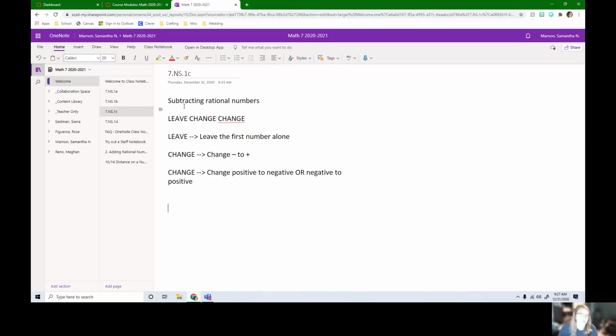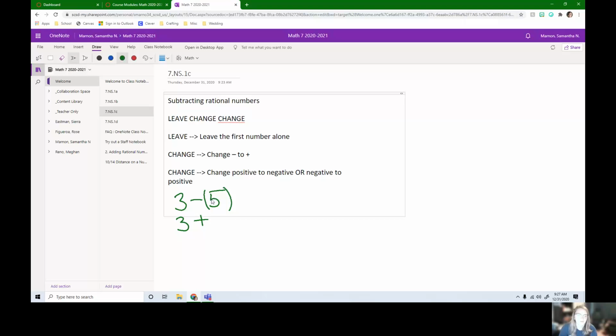If I have 3 minus 5, you're going to leave the 3. So I'm going to write 3 again, change this minus to plus, and change this positive 5. This 5 by itself is a positive 5. Change it to a negative 5. So instead of doing 3 minus 5, we can do 3 plus negative 5. And we'll get negative 2.